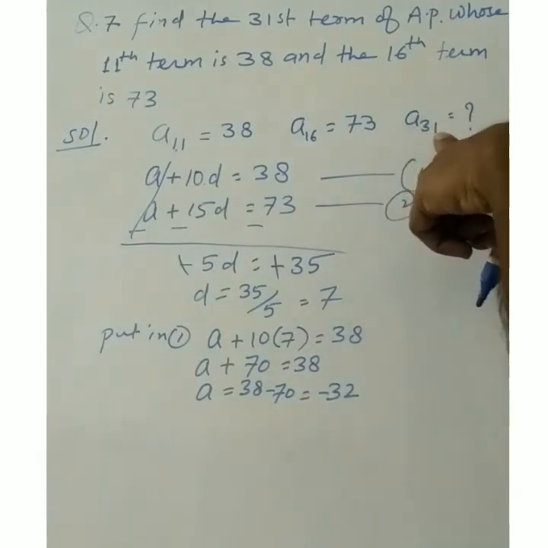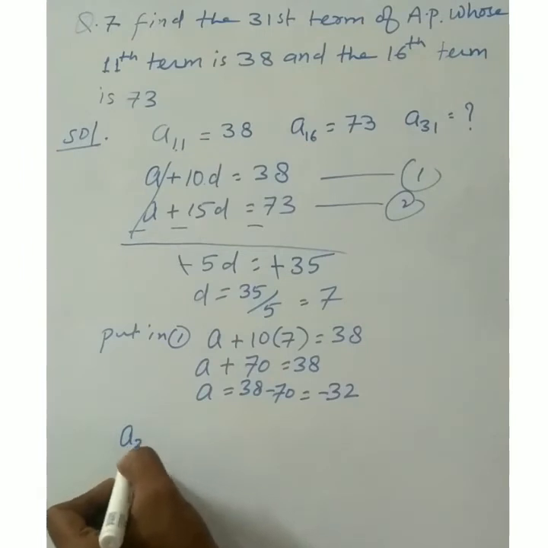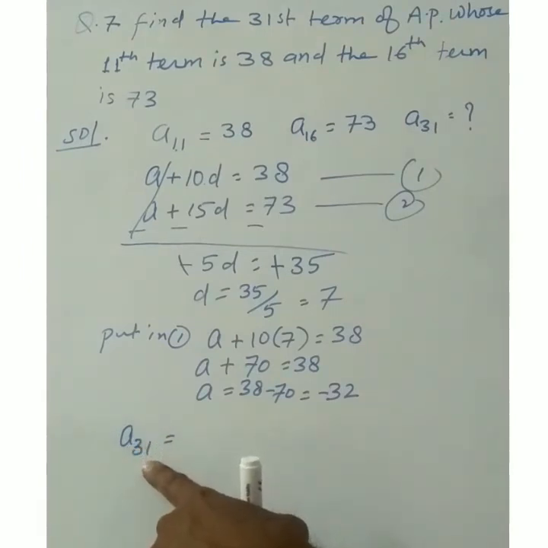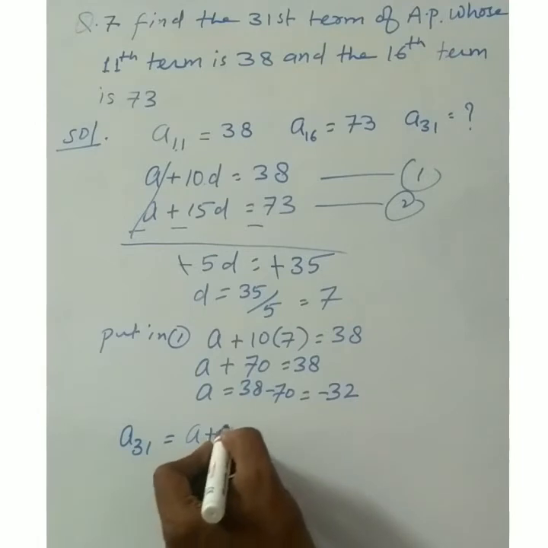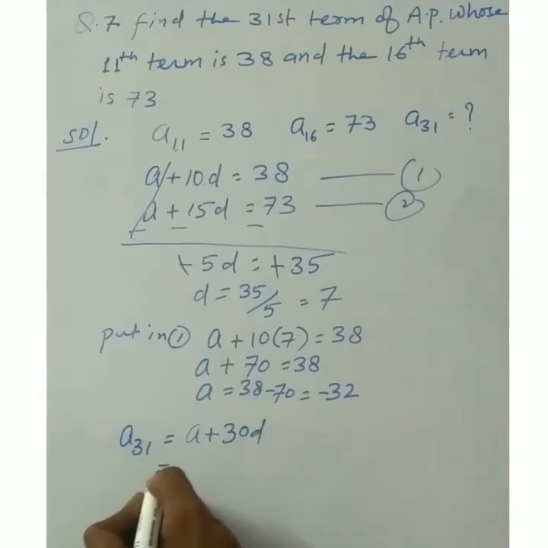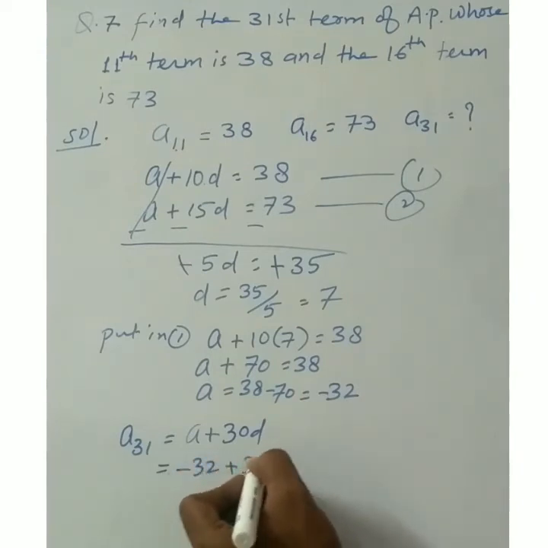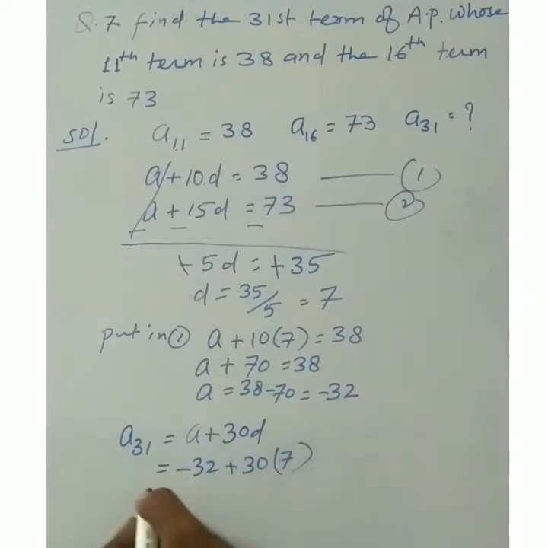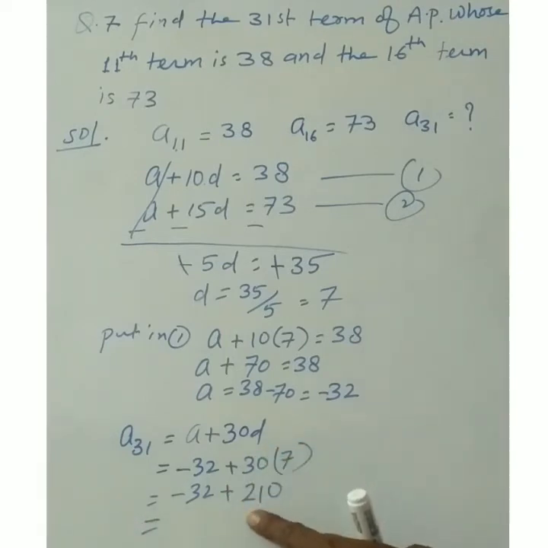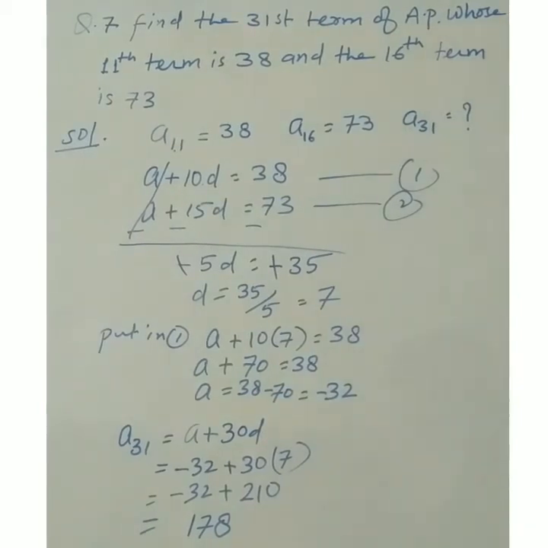Now we need to find out A31. For A31, we have formula A plus 30D. A is minus 32 plus 30 and D is 7. So minus 32 plus 210. 30 into 7 is 210. Now subtract this 32 from this one, which is 178. That is the answer for this problem.